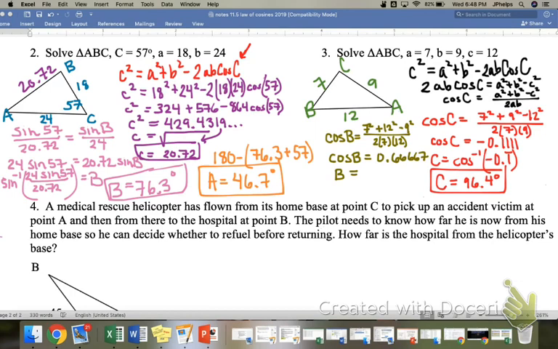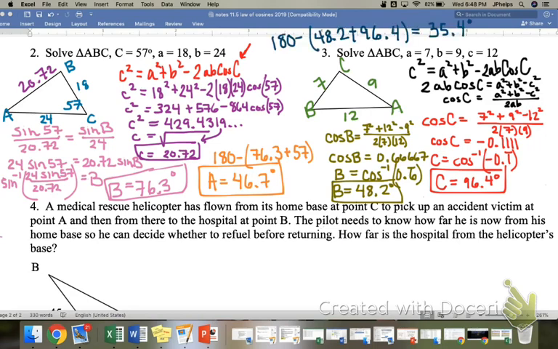When we simplify the right side, it comes down to 0.6 repeating. And to get angle B, we need to take the cosine inverse of 0.6 repeating, which comes out to 48.2 degrees. And now that we've got two of the three angles, we can go ahead and subtract from 180 to find angle A, 35.4 degrees, and this is angle A. So we have solved this triangle.